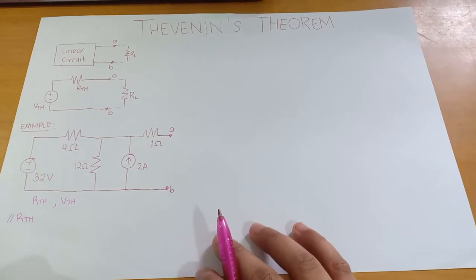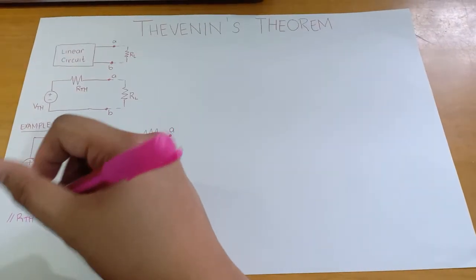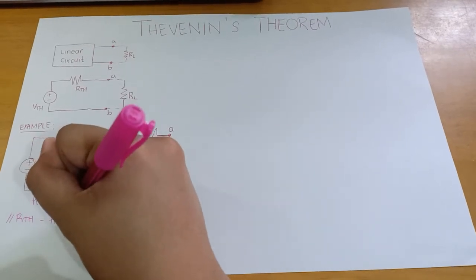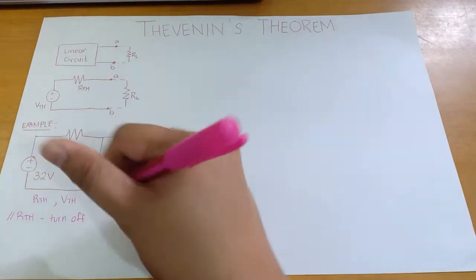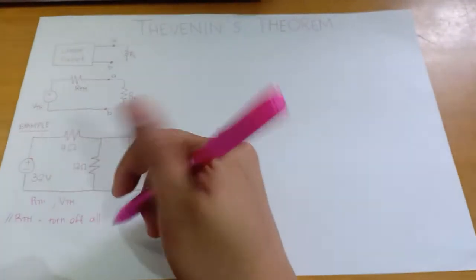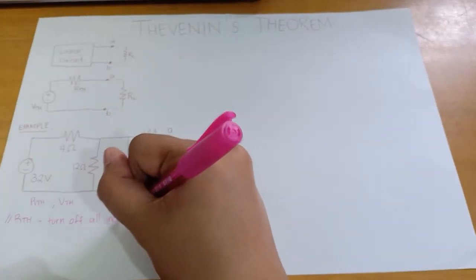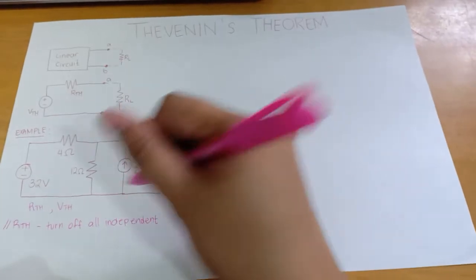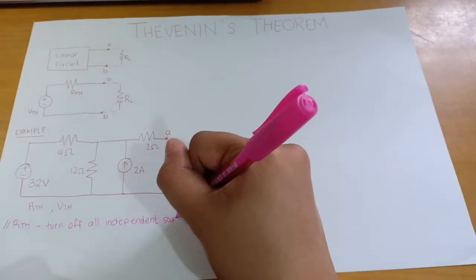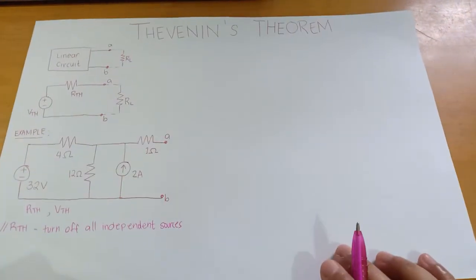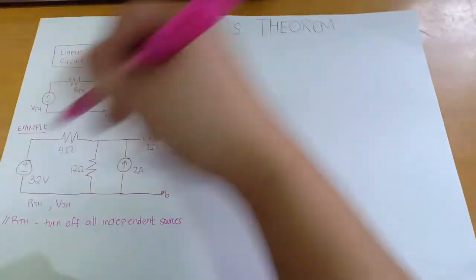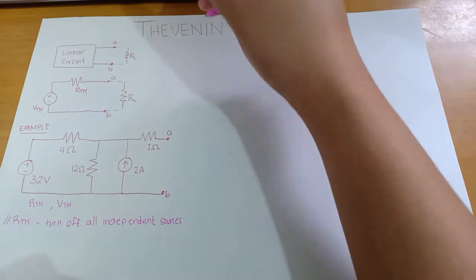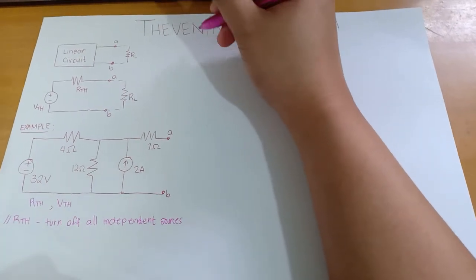So, sa RTH, kailangan i-turn off natin all independent sources. So, kung turn off natin lahat ng independent sources, so, meron tayo ditong 32 volts. So, ano yung equivalent circuit niyan?